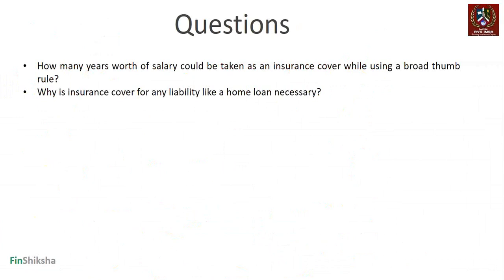A couple of quick questions. Under a thumb rule, how many years worth of salary could be taken as an insurance cover for a person? And why is insurance cover for any liability like a home loan necessary?